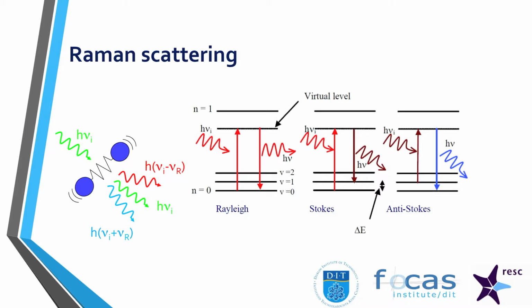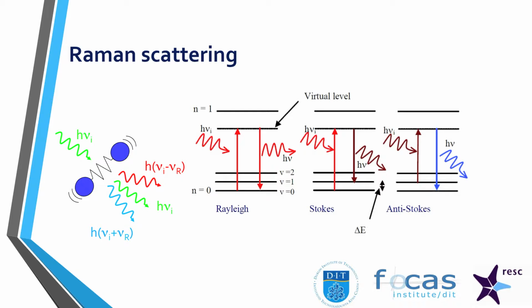Then we can have the inelastic scattering, which can be Stokes or anti-Stokes. So the molecule, again, is in the ground state, goes to the virtual state, and it falls back down, but to a different energy state, an excited state. So we have an energy difference then. In this Stokes situation, we have basically less energy than the incident light. So this is called Stokes-Raman scatter.